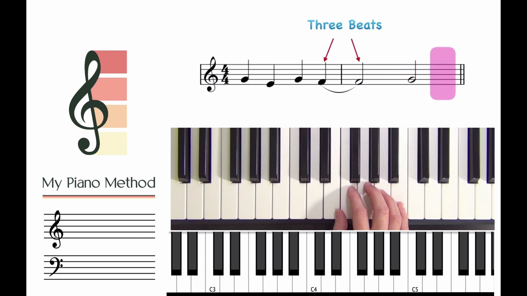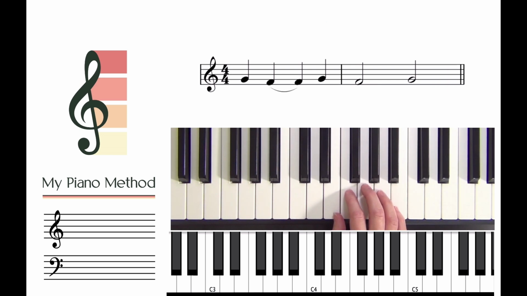So hopefully you could tell there that the 2 Fs were held for 3 beats instead of played separately as 1 beat and then 2 beats. And ties don't just go across bar lines either. You can see tied notes in the middle of the bar. So if I switch these notes around, these 2 Fs are now in the middle of the bar. So it means the same thing.